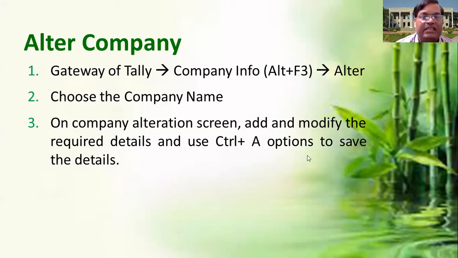From the Gateway of Tally menu, you have to select the company info menu. If it is not appearing on your Tally screen, you have to press Alt F3 to get the company info menu, then select the alter option. After that, choose the company to which you want to make an alteration, and make the changes in the company information, like change of address, telephone number, email ID, and many other things. At the end, press Ctrl A to save your alteration details.